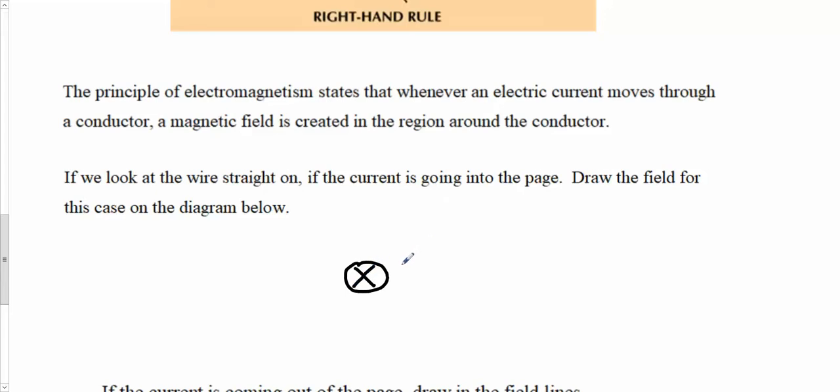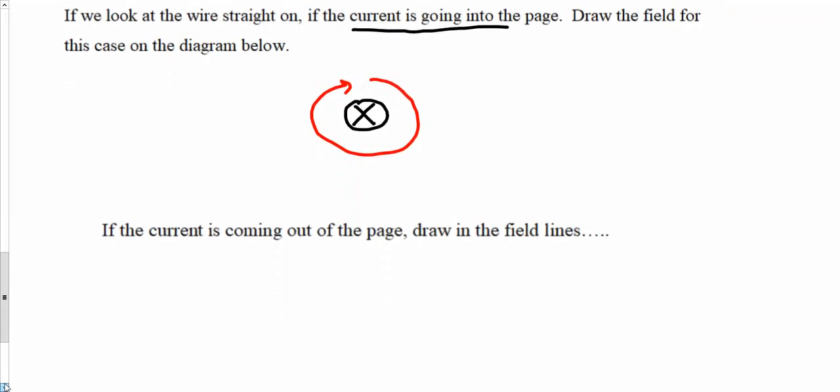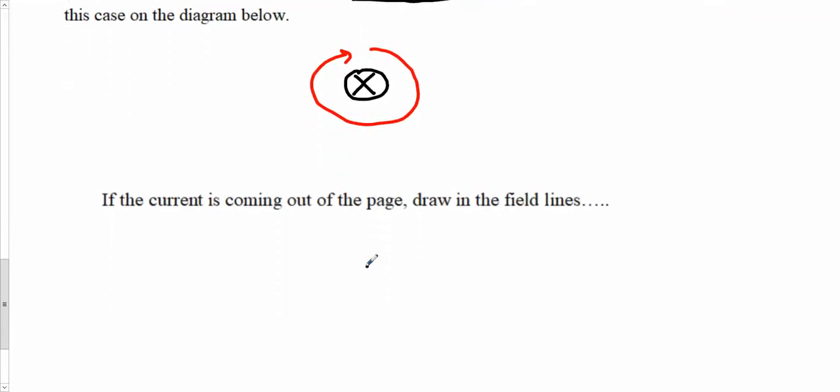So if I get my right hand out, and the current is going into the page, I'm going to point my thumb at this X. I'm going to point it into this page, and what direction will my fingers go? My fingers would be wrapping around like that. Now, if the current is coming out of the page, we use a different symbol. We use a dot, and in that case, it would be the opposite way. The magnetic field would be wrapping around like that.